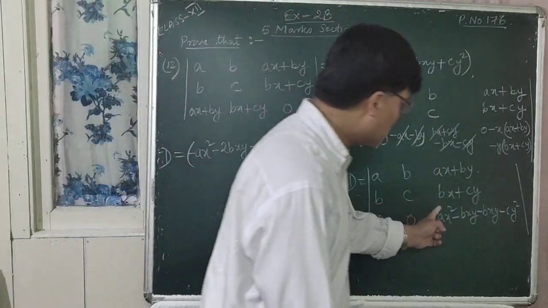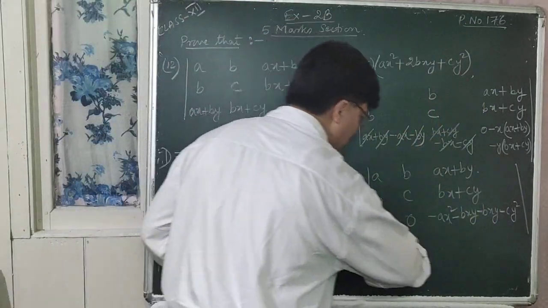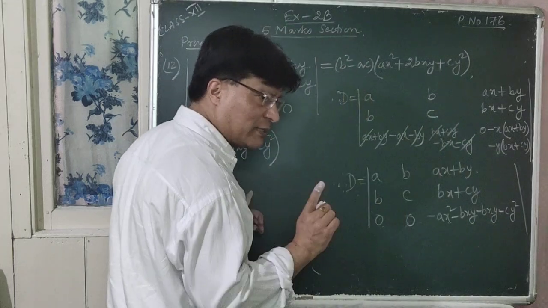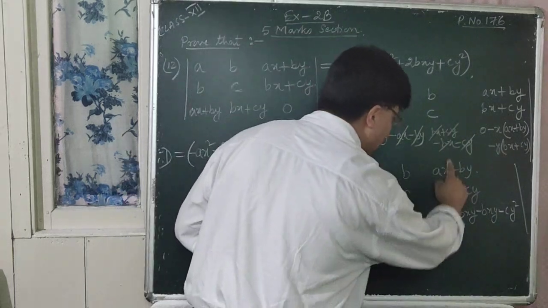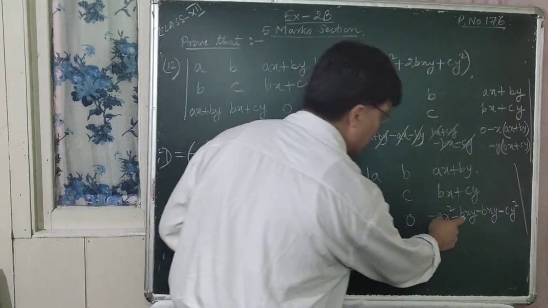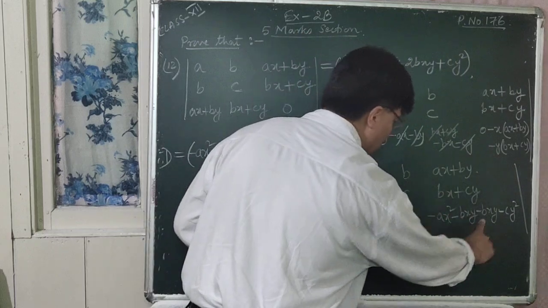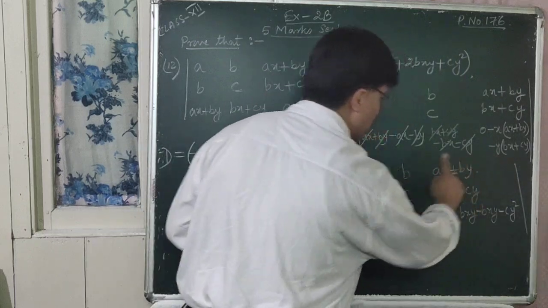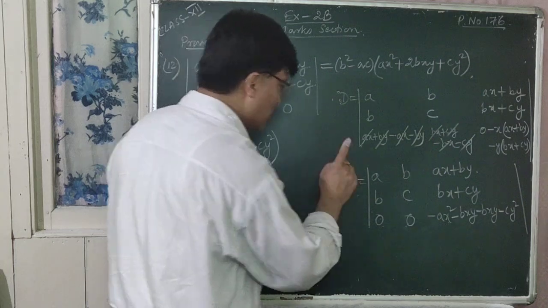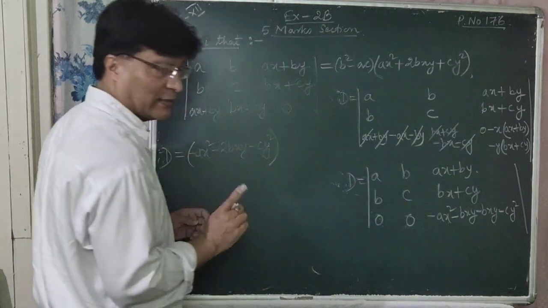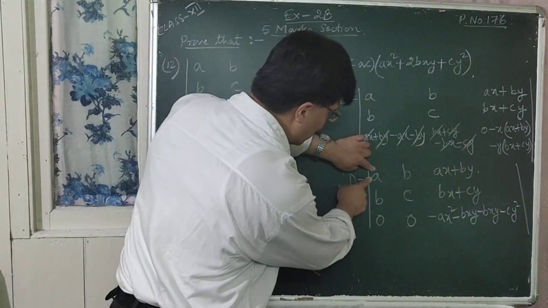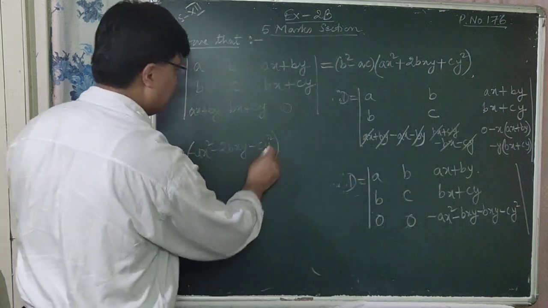So this element is written first here. If you consider this element, you have to delete the row and the column through that element. That means you have to forget about the row and the column through this element. That means third row and third column got deleted. So A, B, B, C remain. Now next, you have to cross multiply A by C, that is AC.